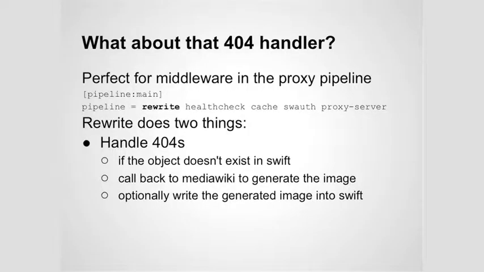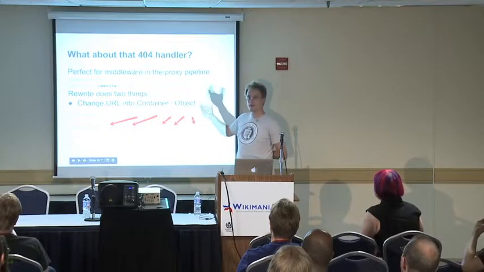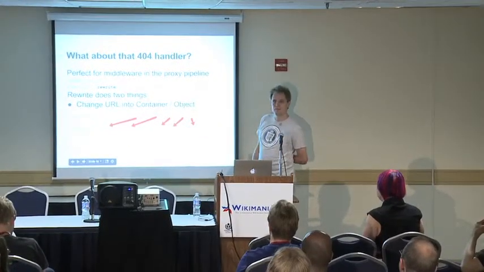One more bit about the rewrite middleware for Swift. In addition to handling the 404 and going out and fetching it, Swift's internal representation of where it stores objects is this container plus file thing, which is very different from the URL that comes in. So the middleware, in order to allow unauthenticated access to these objects, does a translation and authentication within that module.